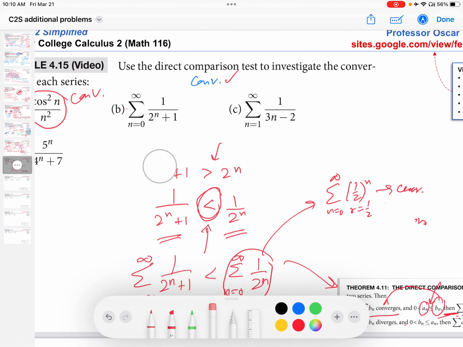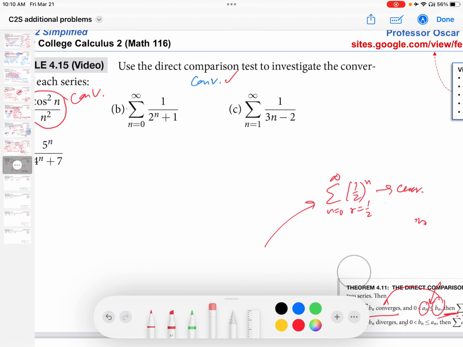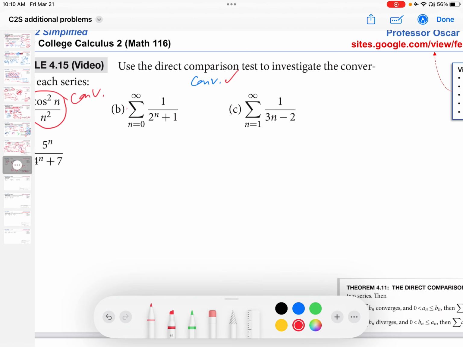Notice the different approach that we took in part B. We dropped a number. Equivalently, we asked ourselves, if n gets really, really large, what does this denominator start looking like? It starts looking like 2 to the n. And then 1 over 2 to the n we recognize as a geometric series. Let's use the same exact approach in part C, but we'll see that this series probably will diverge.